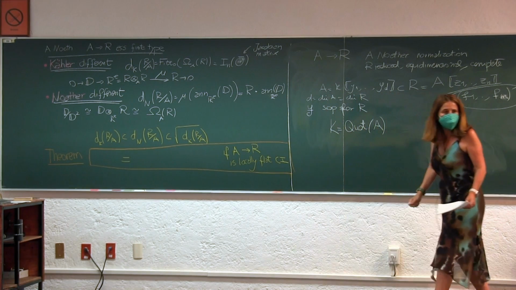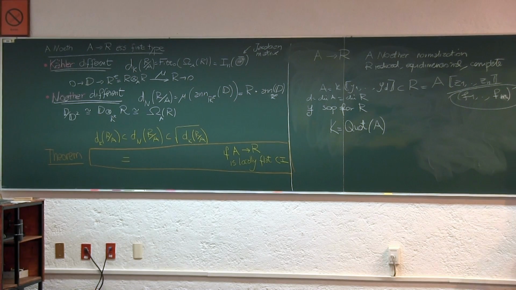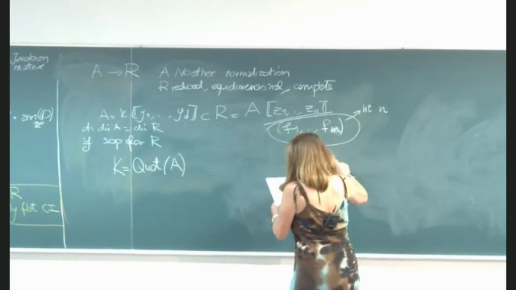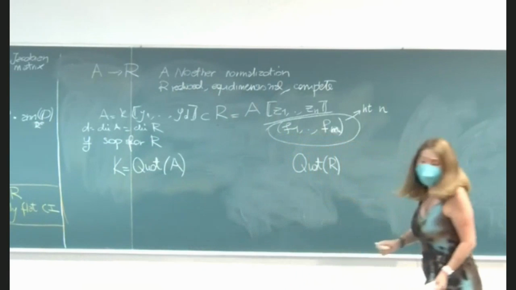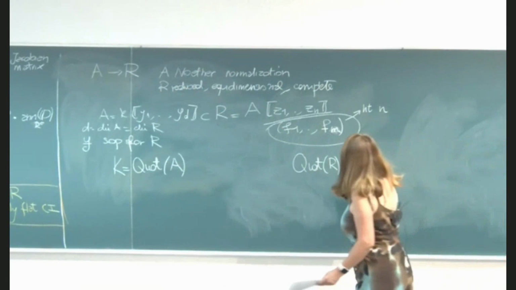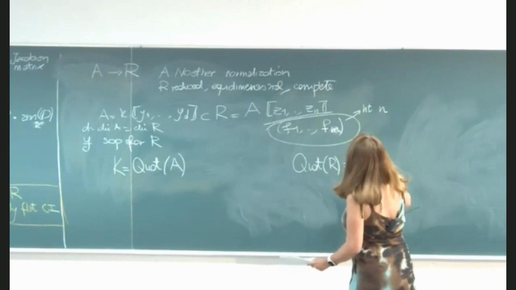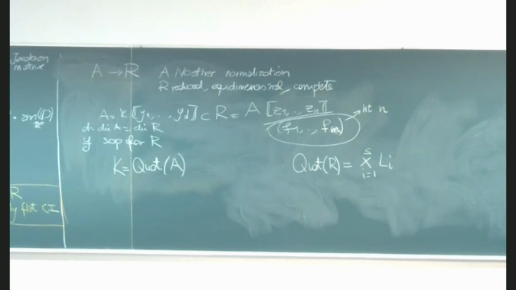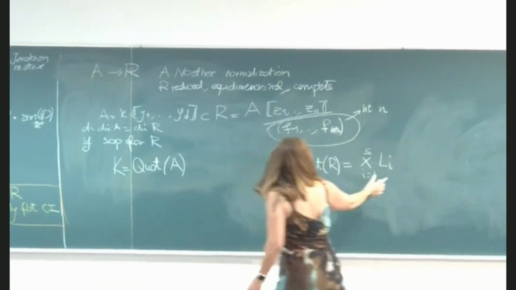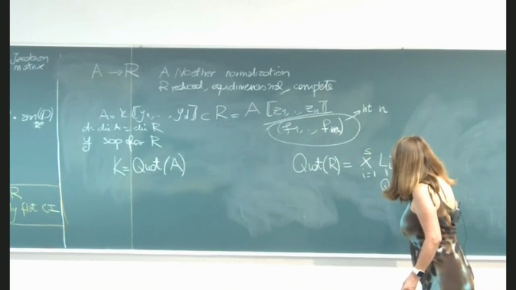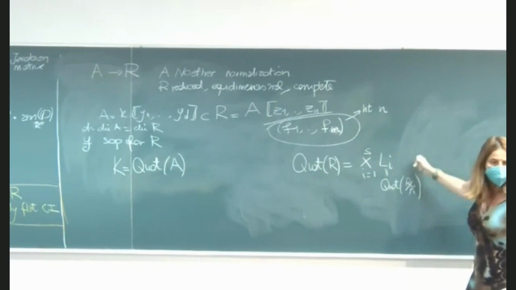And now we are going to look at a very simple situation, the quotient rings of these two guys. So K is the quotient field of A, and is obviously a field. Now you are looking at the quotient ring of R, and the quotient ring of R is not a field, but since R is reduced, it is a finite product of fields. So this is going to be the product, for i from 1 to s, of Li, which are fields.